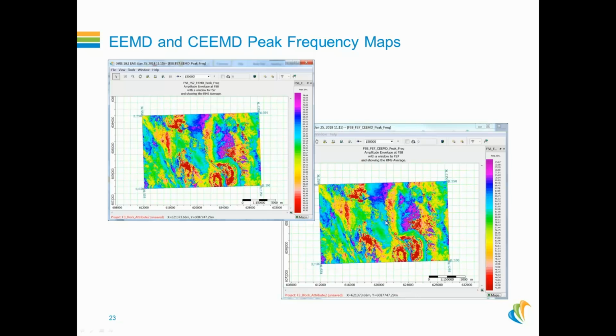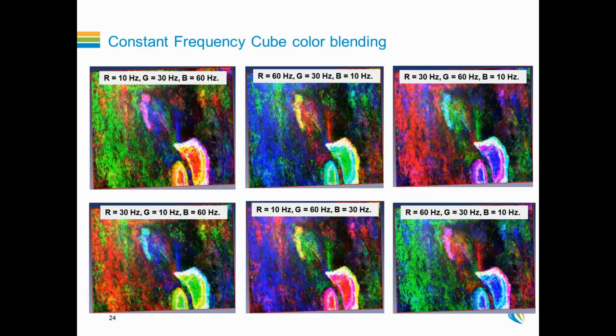So usually, again, we don't look at the independent frequencies themselves. We do color blending just to bring up a few geological features to make sure they stand out. So here I did various combinations of RGB blending of 10 hertz, 30 hertz, 60 hertz, and so on. So these are the results that I get for the data set.